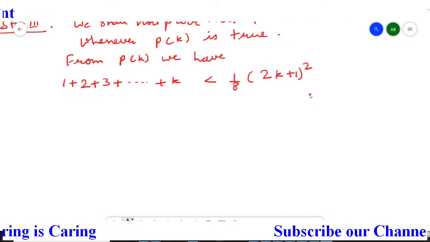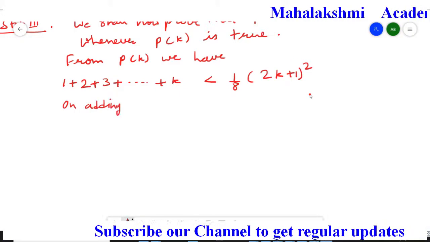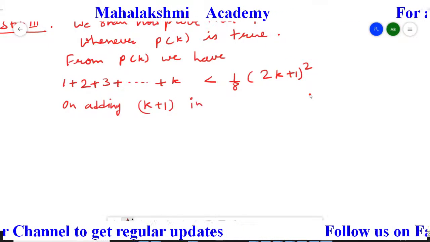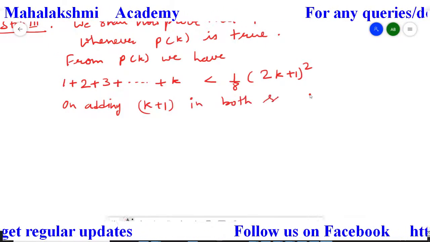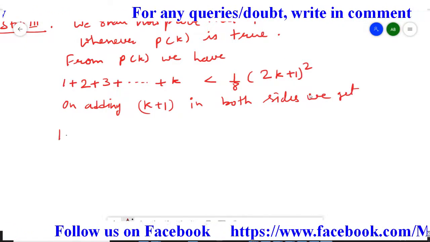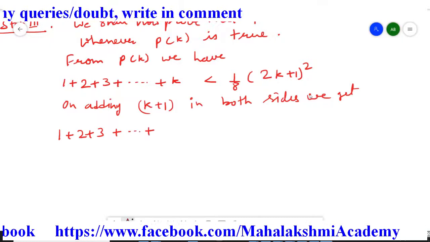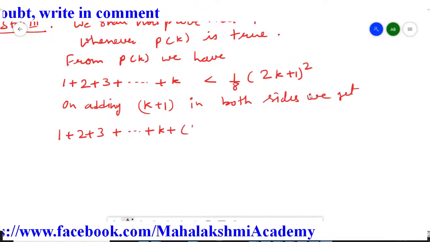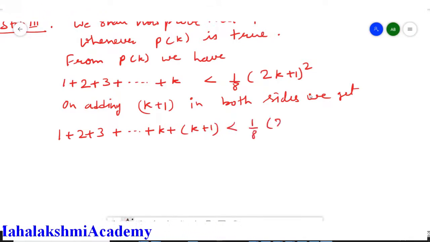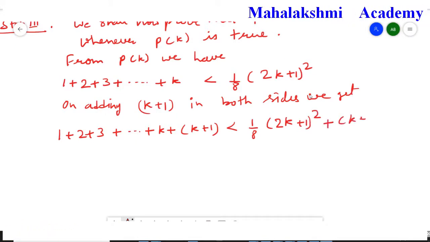So we will write here, on adding k plus 1 in both sides, we get, so first we'll write here 1 plus 2 plus 3 plus extended up to k, and then the additional term, that is k plus 1, less than 1 upon 8 bracket 2k plus 1 square, and then plus k plus 1.